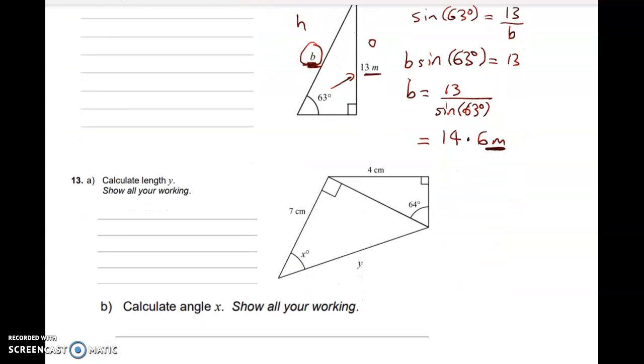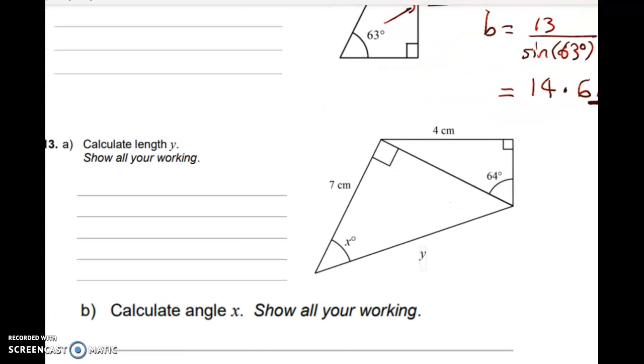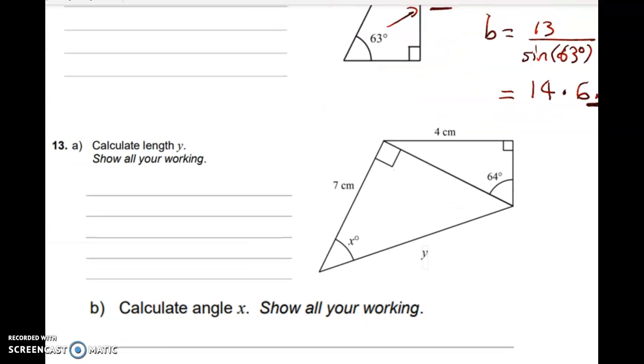Now the next one needs us to find two things. First, we have to find length Y, and then we have to find length X. So what am I doing first? I just want to see if I've actually finished this one off. I don't know if I have, so I'll do most of it.